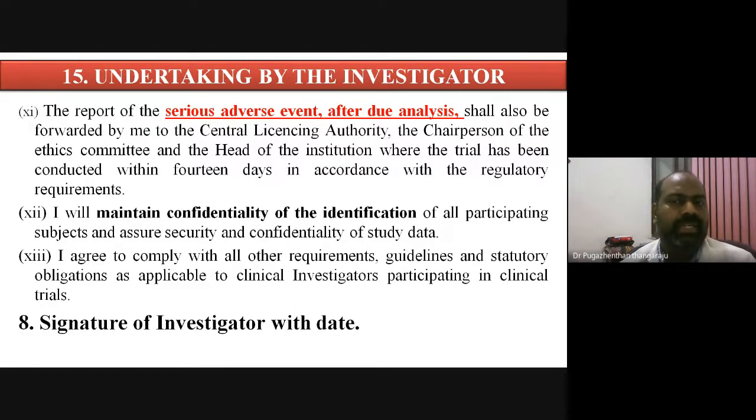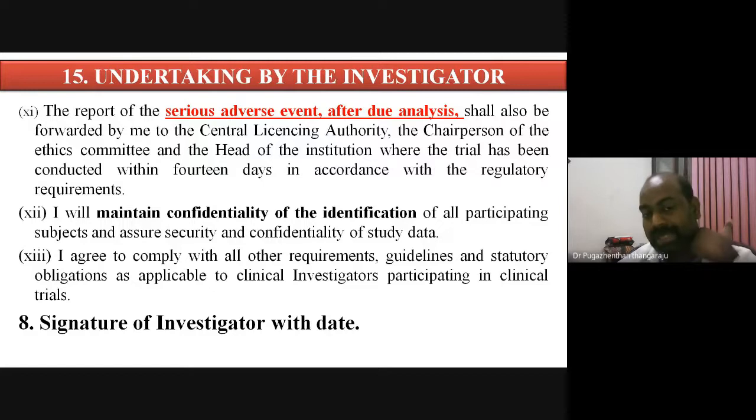And the report of ADR, after due analysis: the first 24 hours is as soon as whatever reaction you got, you have to mention. Do analysis on whether the event happened purely because of the drug or any other comorbid conditions. So there is a period, 40 days to the IEC or a maximum 28 days to the central licensing authority. So this should be very much important.